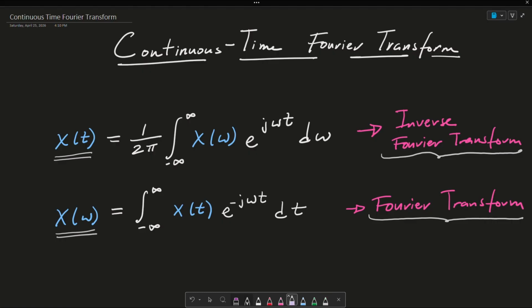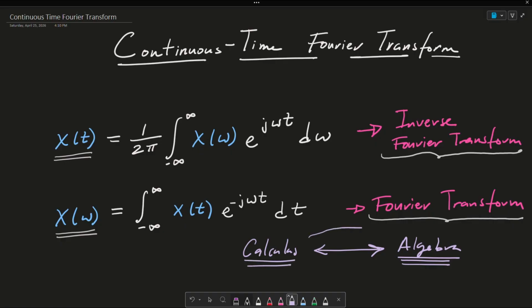And the reason is, in the time domain, we tend to have to use calculus, versus in the frequency domain, we tend to have to use algebra, and algebra becomes easier to manipulate and work with than calculus. So we map to this algebraic domain, we do our calculations there, and then we map back to the calculus domain or the time domain.